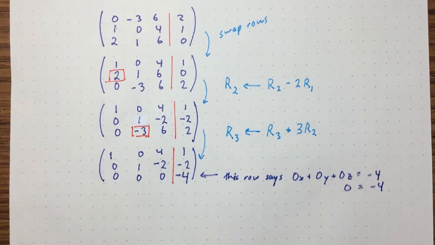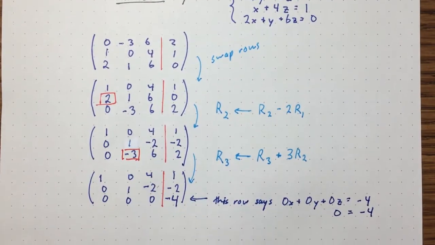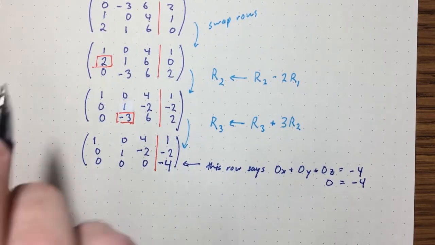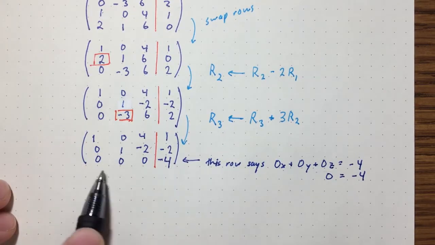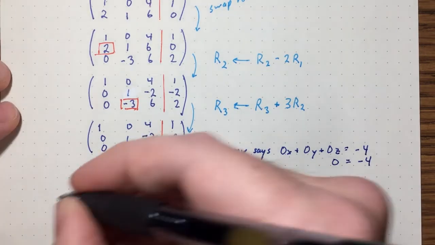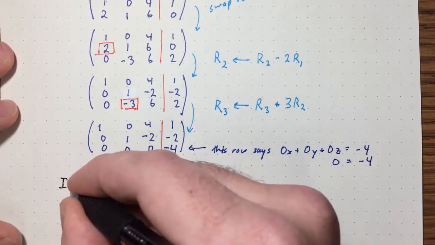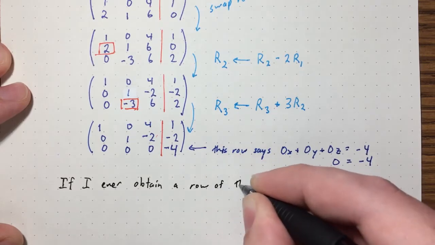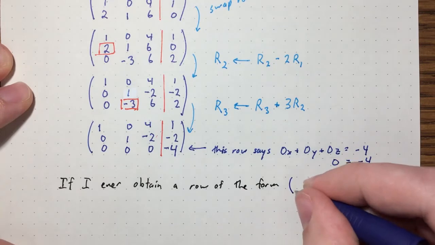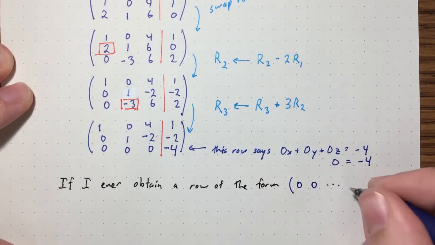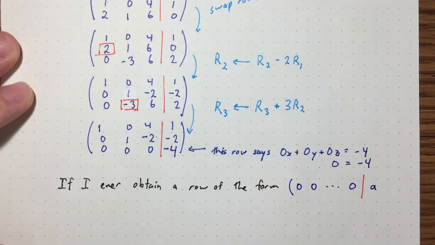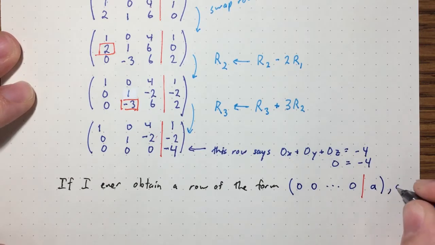So I know how to tell if a system is inconsistent. I just do the row reduction. This whole process is known as row reduction, or Gaussian elimination. And if at any point I get something that looks like this, let's write this out. If I ever obtain a row of the form, a bunch of zeros, 0, 0, maybe I have a lot of variables, 0, 0, 0, everything on the left side of the red bar is 0, but I have some non-zero number here, where a is not equal to 0.